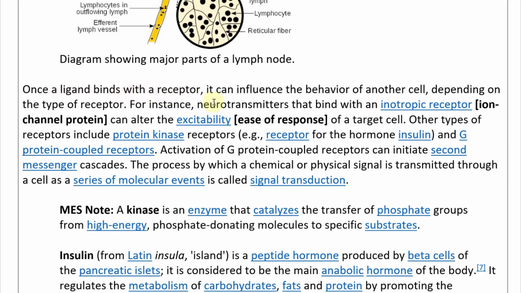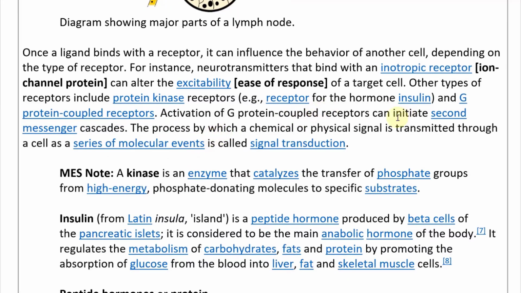So once a ligand binds with a receptor, it can influence the behavior of another cell depending on the type of receptor. For example, neurotransmitters that bind with an ionotropic receptor, which is an ion channel protein, can alter the excitability or ease of response of a target cell. Other types of receptors include protein kinase receptors, e.g. the receptor for the hormone insulin, and G protein coupled receptors. These are just types of proteins, so G proteins are coupled to them. And activation of G protein coupled receptors can initiate second messenger cascades.